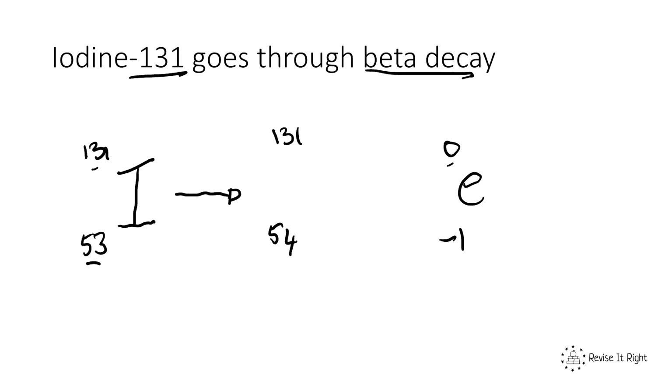Then what we do is we go onto our periodic table, find the element that has a proton number of 54, and that is xenon. And there we have our equation for beta decay. Mass this side is 131 and this side 131, so that's correct. This side it's 53, this side it's 54 add -1, which is 53 as well, so it is balanced.